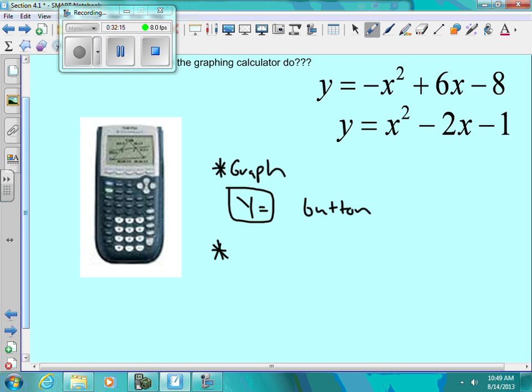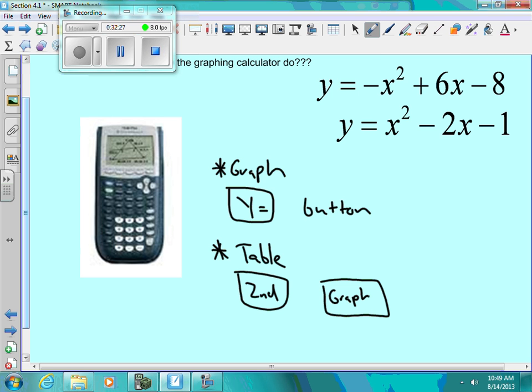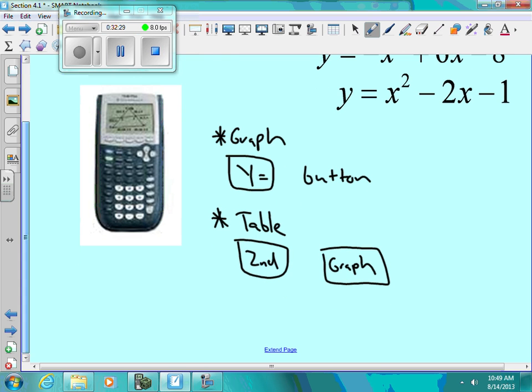We can look at a table of values, which is second, and then graph. And we can find the vertex, maximum, minimum. And we didn't show you that way. But we can do the vertex by doing second and trace. And that will give you the max min.